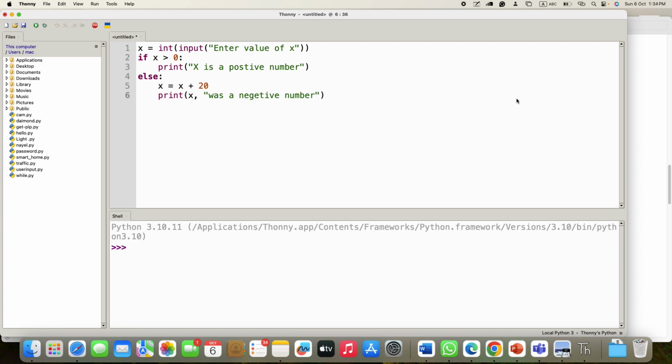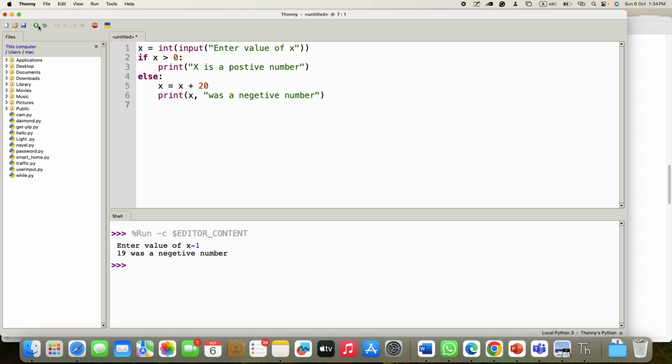Right? And that's it. Now we run this and that's how it's done. So let's say if I say -1, it'll say 19 was a negative number because I add 20 to it. Okay? So this is how this question is done.